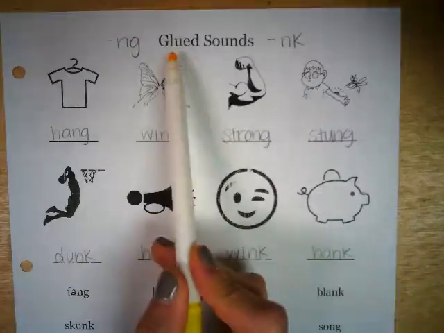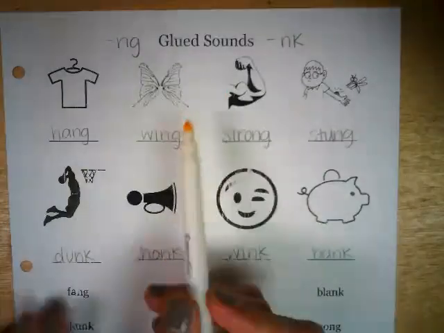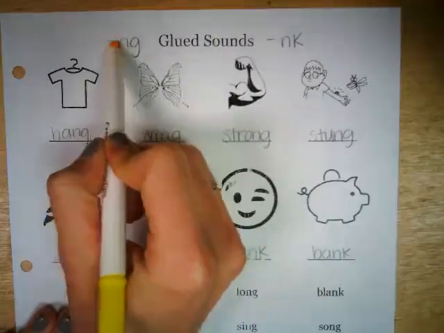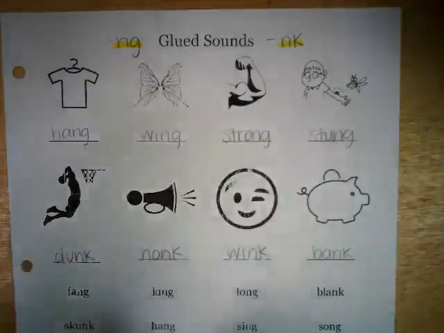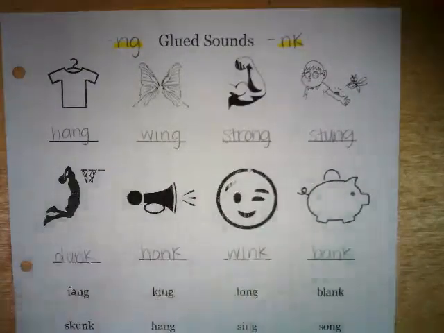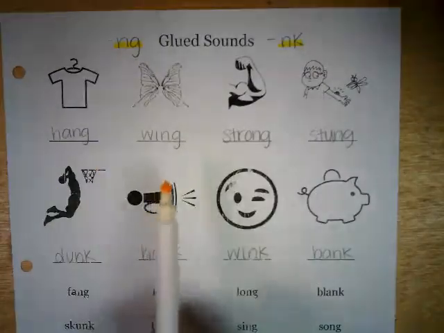This week we are working on glued sounds. Now, glued sounds are like a chunk that we put together, usually in the NG family and/or the NK family. Now, all of the parts of the chunk do make a sound, but it is awkward to try to tap them out, so we're going to chunk them as we tap. So we're going to go through just the different glued sounds that we have.